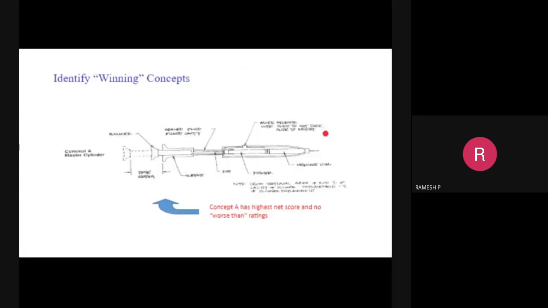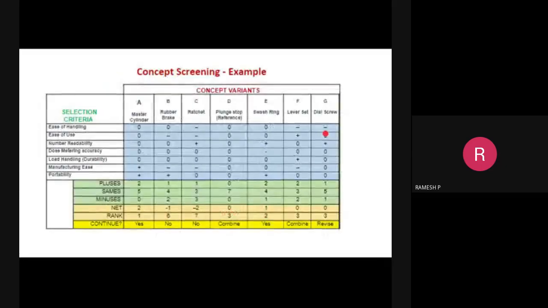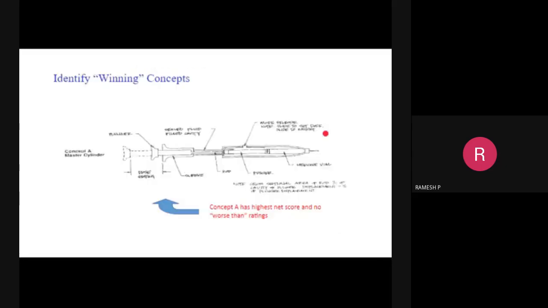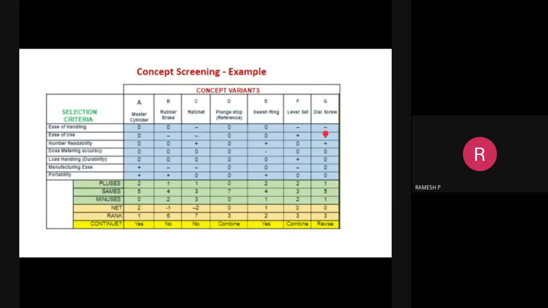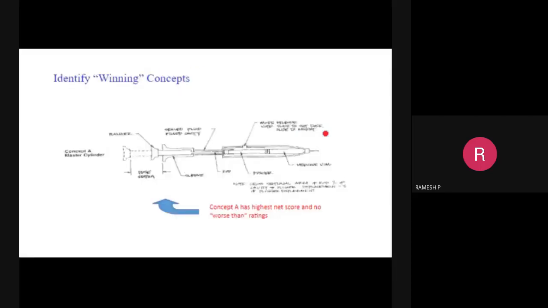The concept A has the highest net score. Obviously, it scored rank 1, with no worse than ratings. It scored 2 better than ratings, that is ease of manufacture and portability, and the remaining everything is neutral. So it is one of the winning concepts that can be identified.